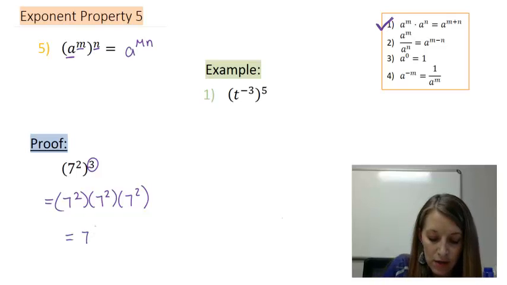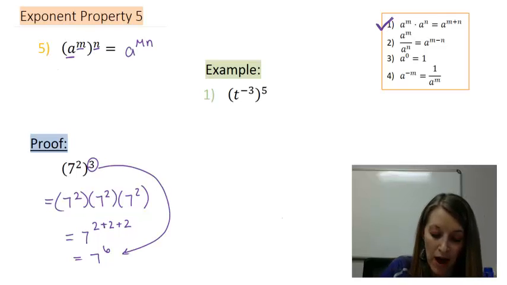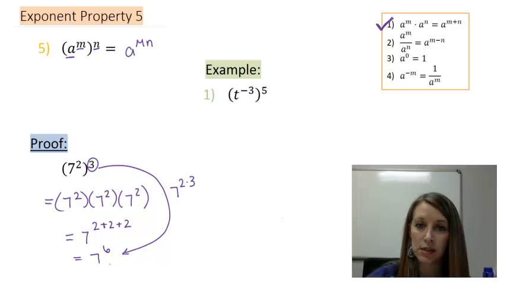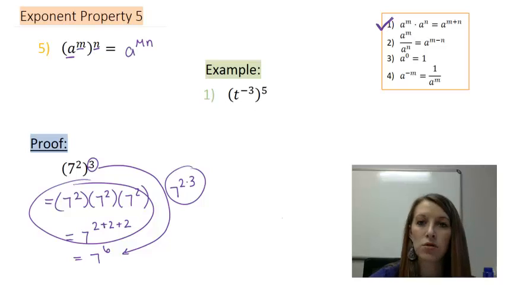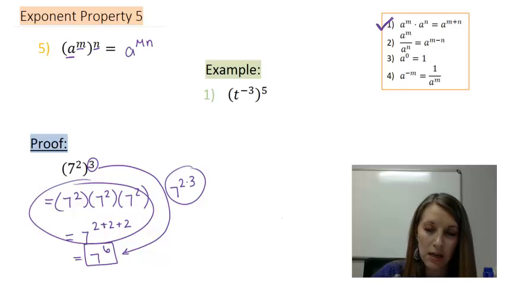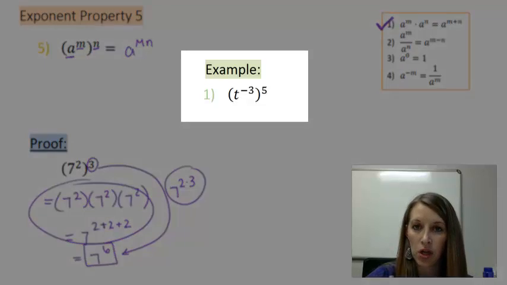So this gives me 7 to the 2 plus 2 plus 2, or 7 to the 2, 4, 6. So if I use my definition of property number 5, that becomes 7 to the 2 times 3, or 7 to the 6. So this is what the property says to do. This is how I prove to you that's the way it works out. Okay, I wouldn't leave it as 7 to the 6 in a final answer in a homework problem, but that does prove to you how my property works. So I have an example over here. I suggest you pause the video and see if you can figure this guy out.